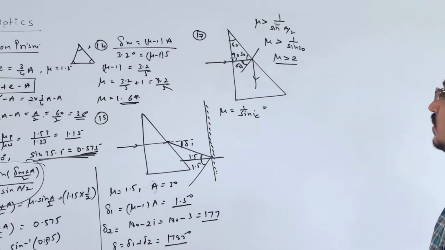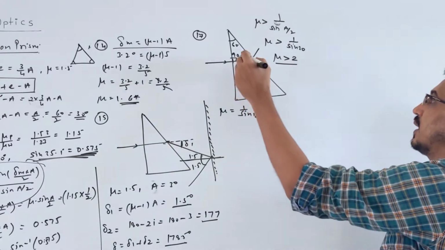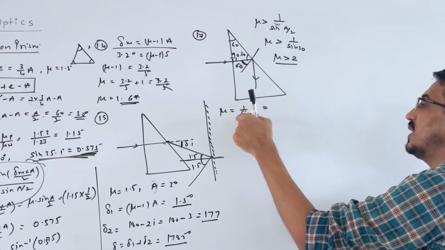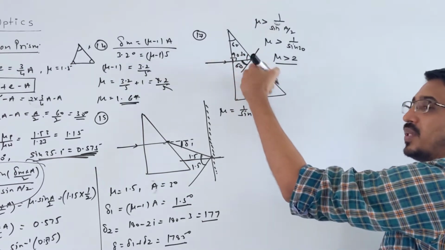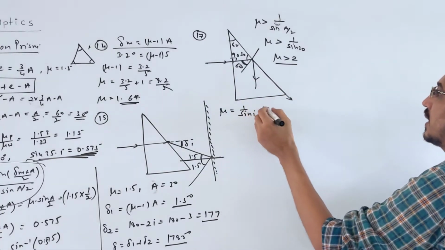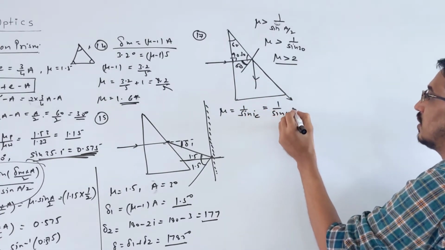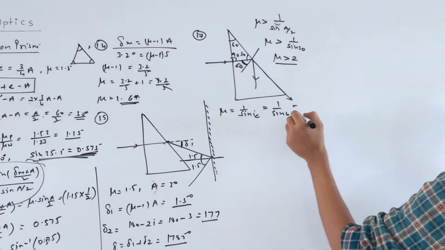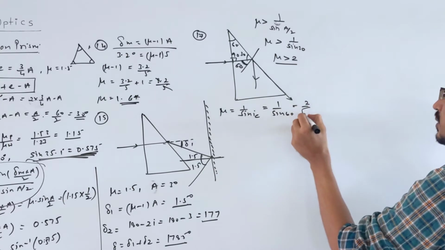Okay, so if you write this formula, that's the critical angle of incidence. So what should be mu for critical incidence? Just to get TIR, this is called grazing emergence. What we need is 1 by sine IC, which means 1 by sine 60. So that becomes 1 by root 3 by 2, which becomes 2 by root 3.